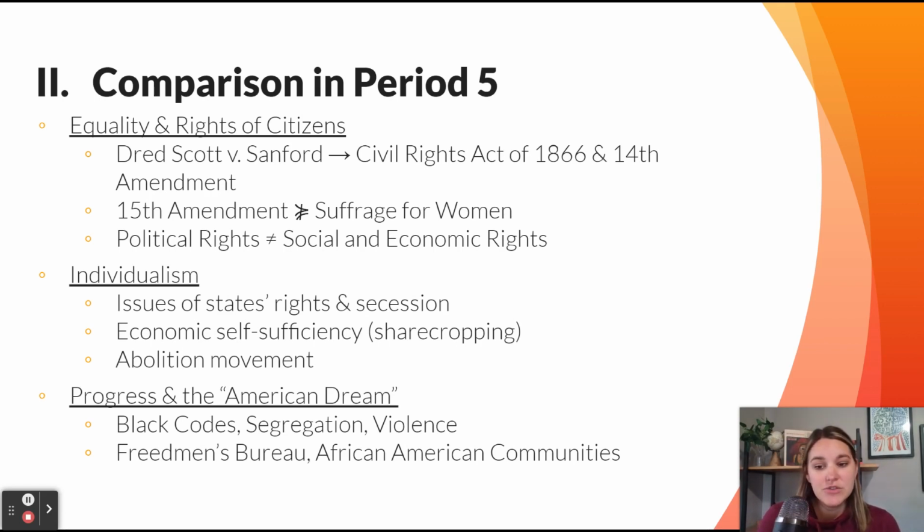Progress and the American dream is another important American value, thinking about whether people were able to attain progress and attain the American dream. Evidence for the negative side of that would be Black codes, segregation, and violence, but then thinking about other things like the Freedmen's Bureau and the development of stronger African American communities with the growth of churches, the growth of Black colleges and universities. And so there's definitely some impact from the Civil War on that.